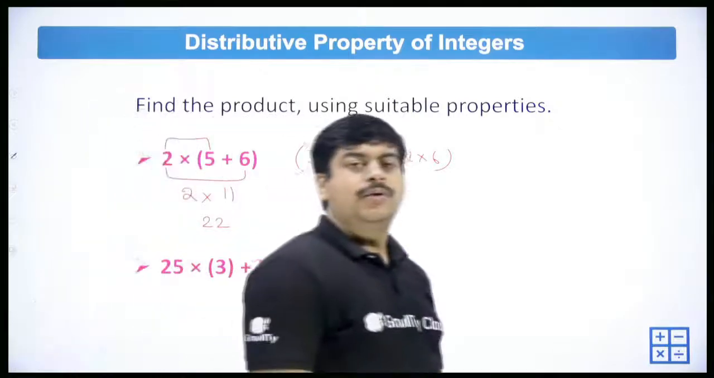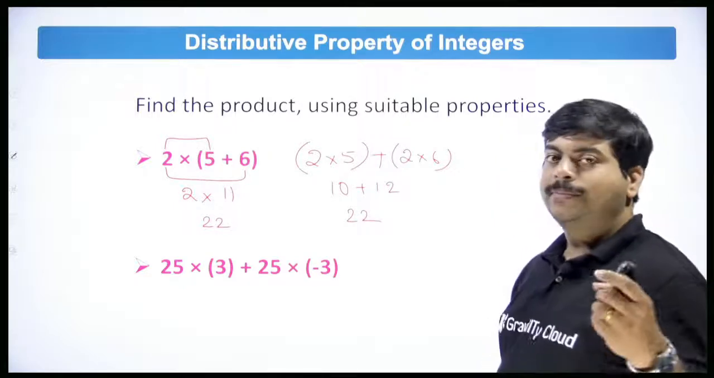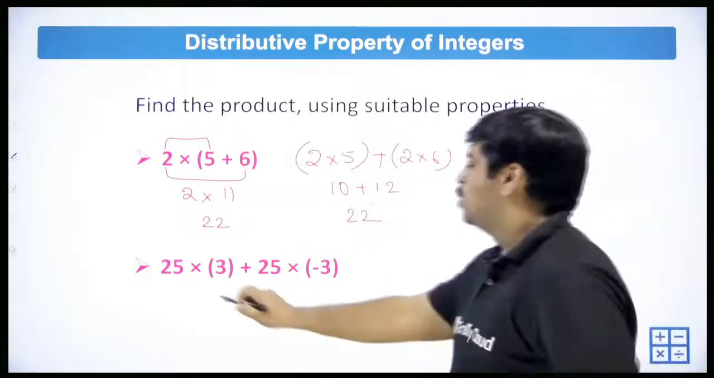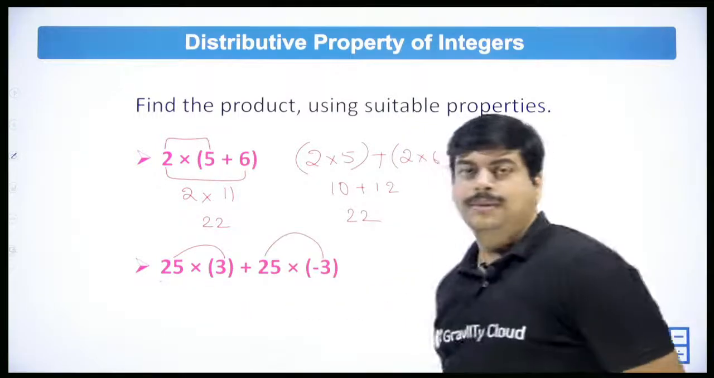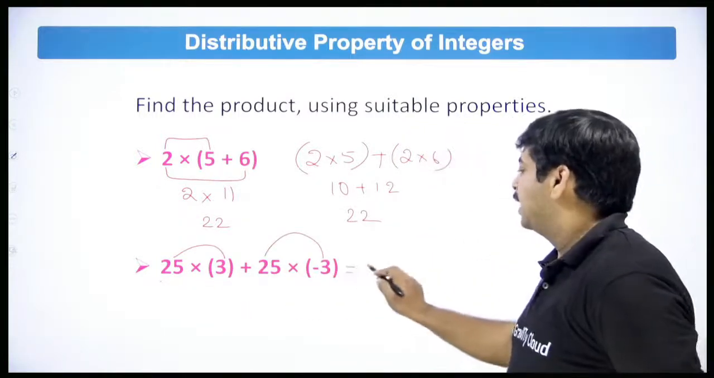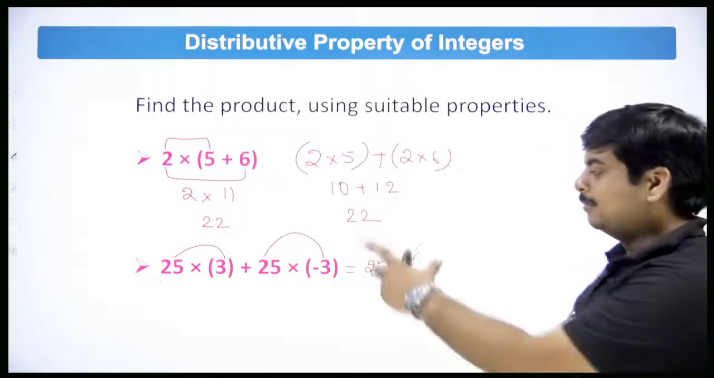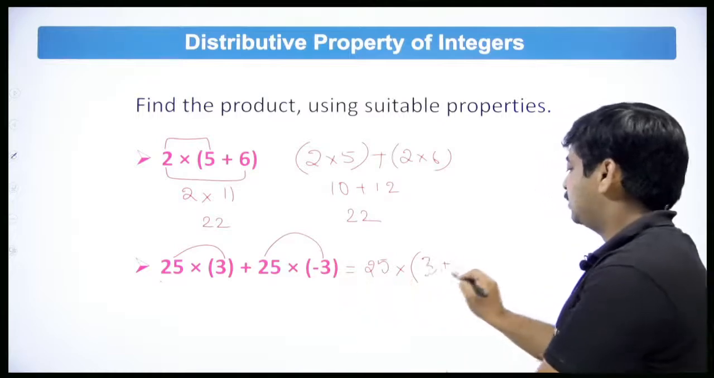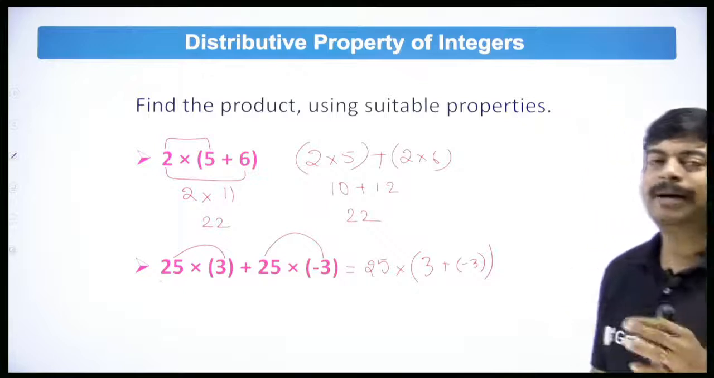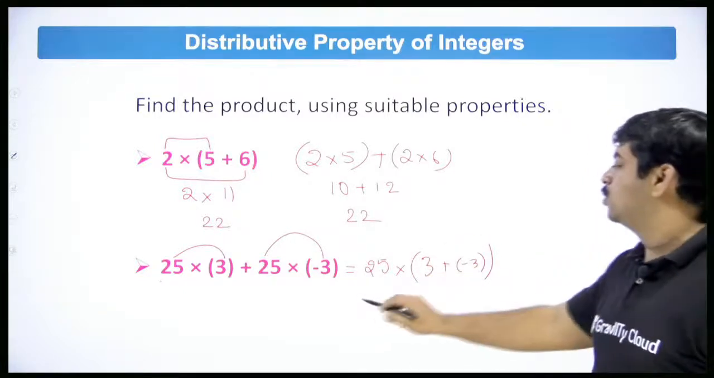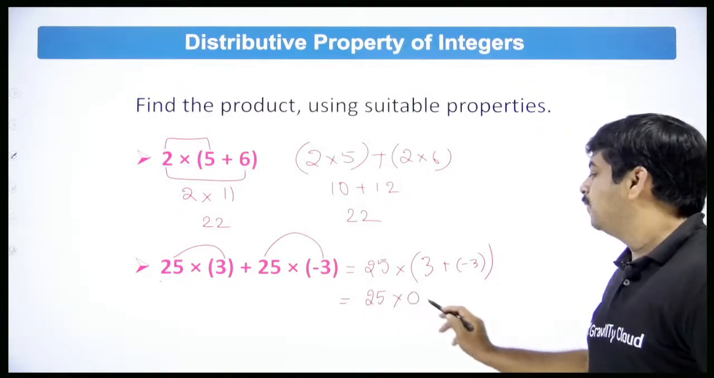The same way we can also go for the next one. What is that? 25 into 3 and 25 into minus 3. It is again the reverse way. 25 we are distributing to 3 as well as 25 we are distributing to minus 3. So using distributive property, I can write that as 25 multiplied by both the numbers, 3 plus minus 3. So what is 3 minus 3? It is 0, so 25 into 0, and that will give you the answer as 0.